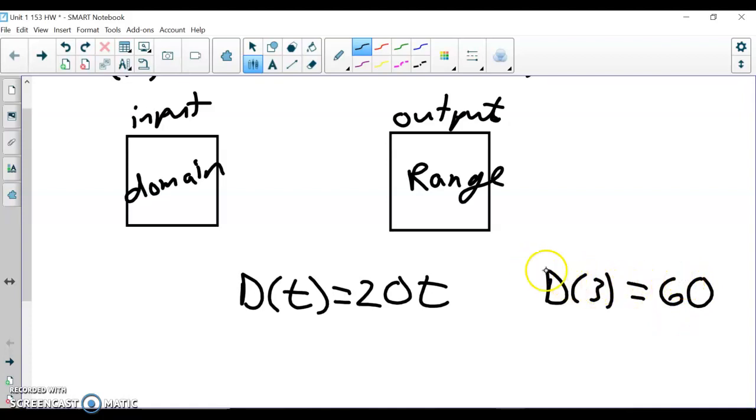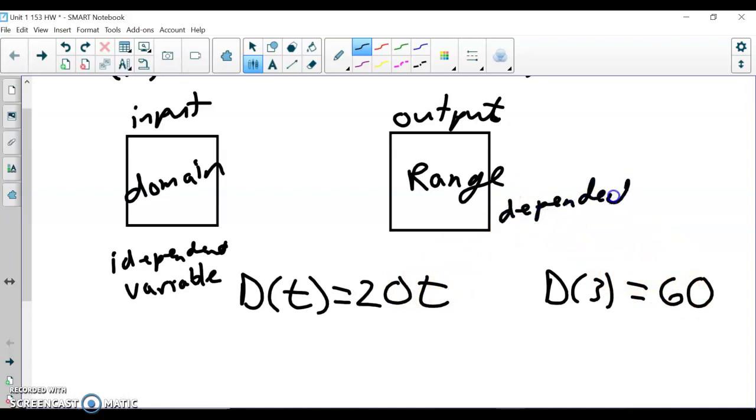Now, the time value in this case is representing the input, the independent variable. Whereas the output, this 60, how far I've traveled, is the member of the range. And that 60, let's say it's 60 miles, was determined by the time value. So we call this output the dependent variable.